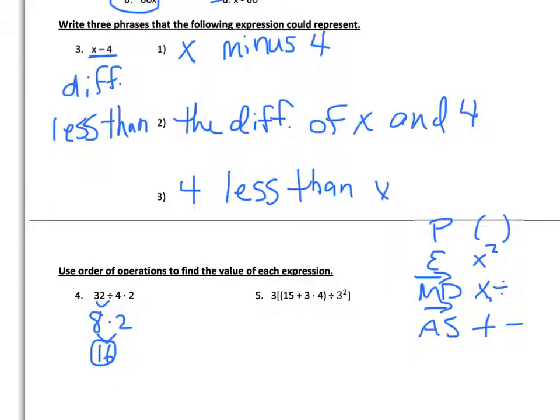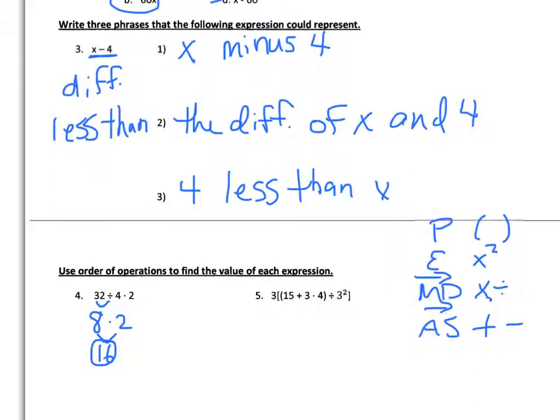Okay, number 5. It looks nasty, but it's not too bad. Just break it down one step at a time. So we start off with P. Do we have any parentheses? Yeah, we actually have 2 sets of it. We have our outermost bracket, and then we have our inner parenthesis. So we're going to start off with the innermost parenthesis first. I see an addition sign, and I see a multiplication sign. So with our PEMDAS, multiplication comes before addition and subtraction. So we're going to go ahead and start off with the multiplication.